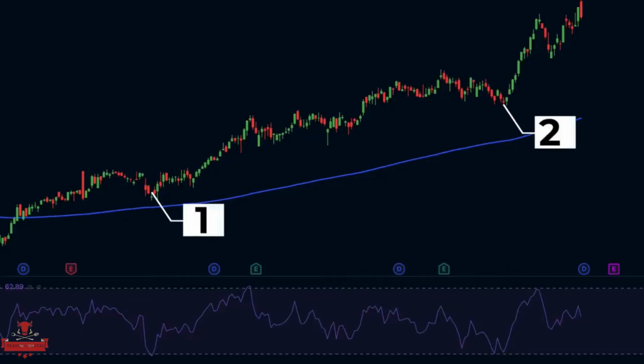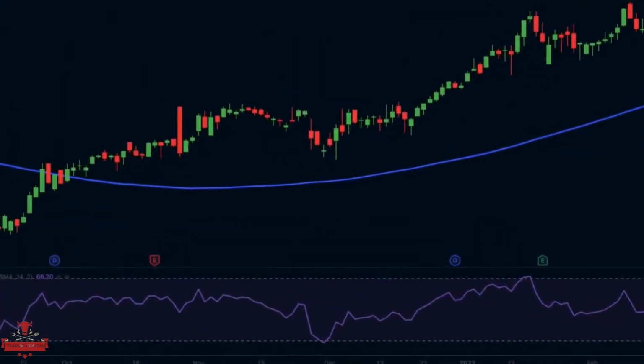On this chart, we see two entry points. The first entry occurred in late November of 2021. The price had just broken above the 200-period moving average and it had formed a range right above the MA. On this candle, we see that the RSI moved below 40. So, this was a good area to enter a buy trade.